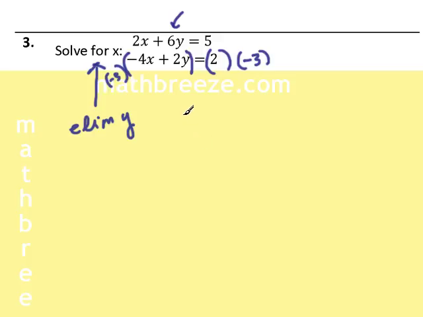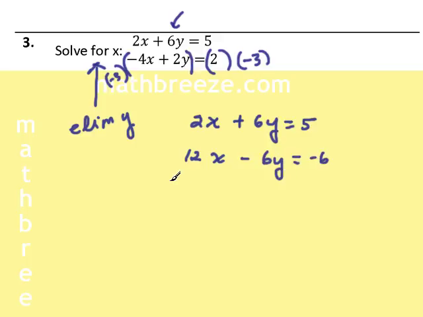And rewrite the entire system. So I'll write the first equation, 2x plus 6y equal 5, and the second one after multiplying by -3. So -3 times -4, we have 12x. Here we have -6y is equal to -6. So notice here we do have that canceling situation that we were aiming for.